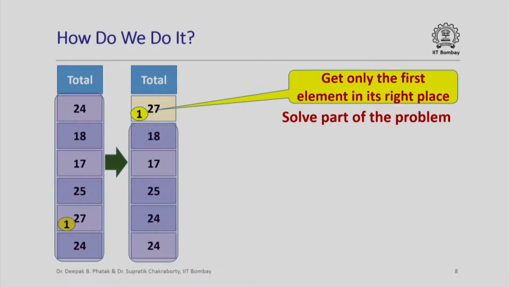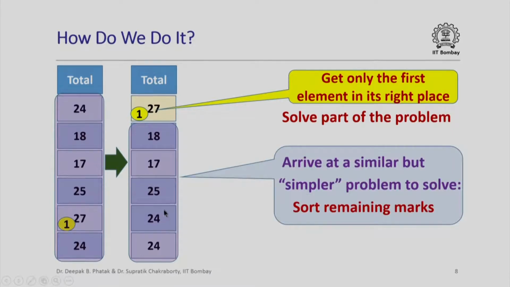This leaves us with the remaining marks, and in this particular case, since I have moved 27 from here to the top of the array, whatever was there at the top of the array earlier, that is 24, has been moved to the earlier position of 27, and now this is the remainder of the array that I still have to sort. So this is now a similar but simpler problem to solve.